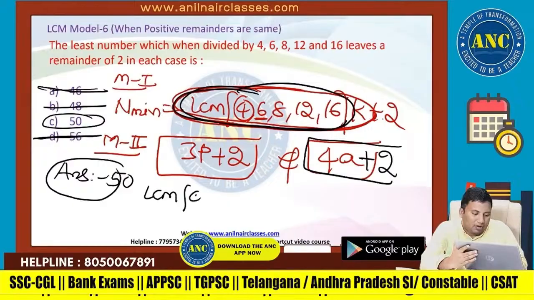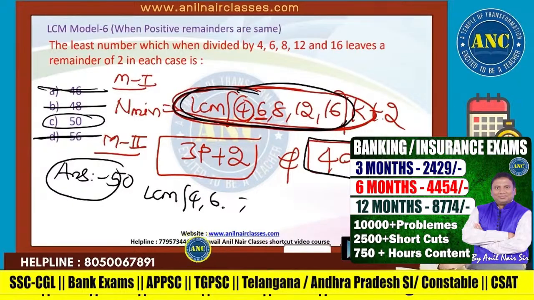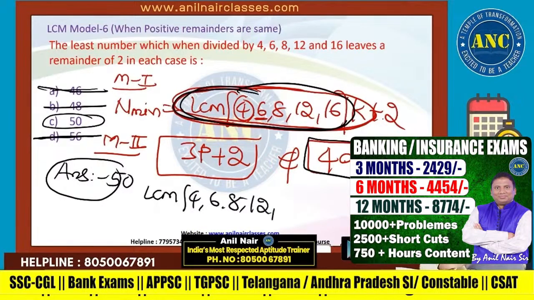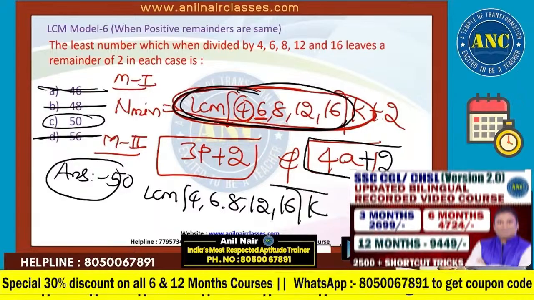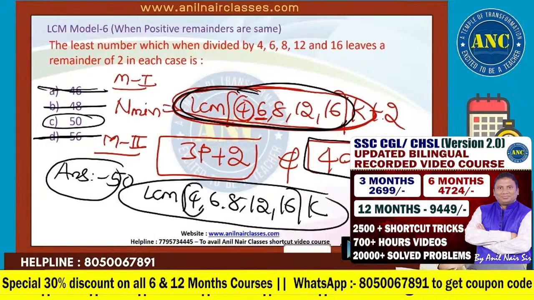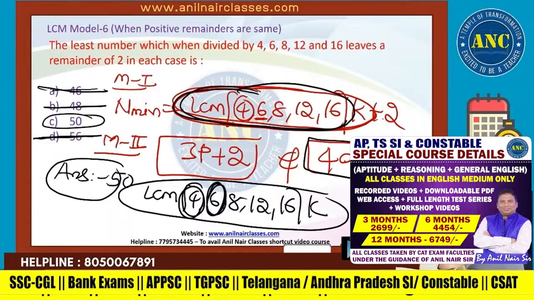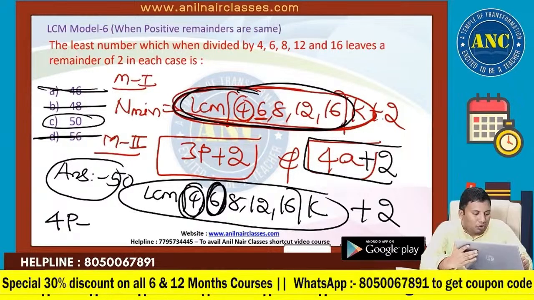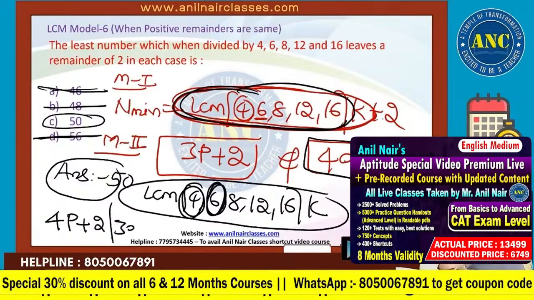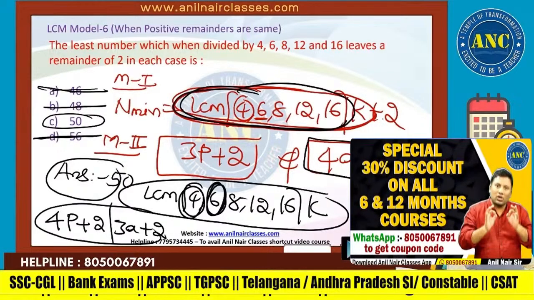Again I am explaining. LCM of 4, 6, 8, 12, 16 into k. This entire number is divisible by 4 and divisible by 3, and it gives a remainder 2. The answer should be 4p plus 2 or 3a plus 2. Go by the answer options.